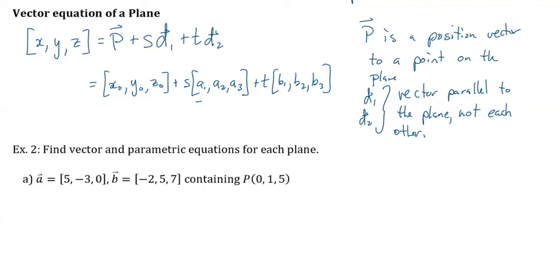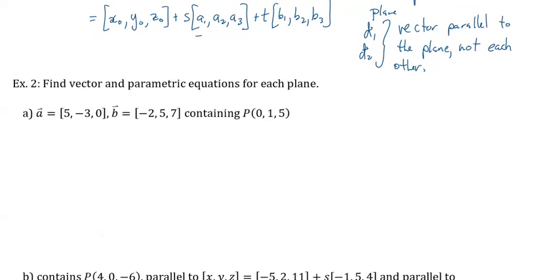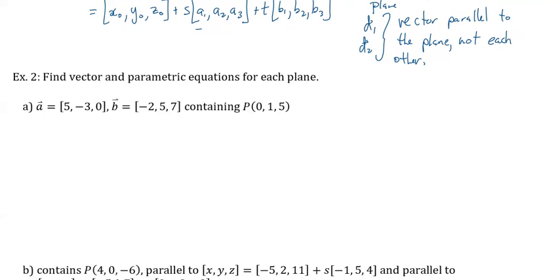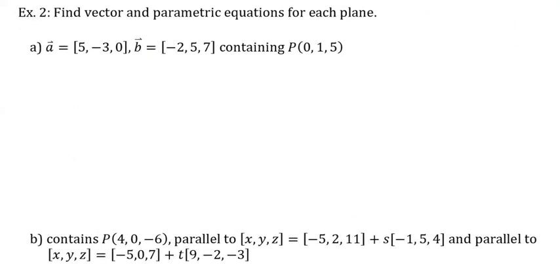Okay, let's do some different things with planes. Find the vector and parametric equations for each plane. This one's straightforward. It just gives us two vectors. I mean, you can assume that A and B are vectors that are parallel to the plane. And it gives us a point. So we just go ahead and write it. Position vector will come from the point. Position vector to a point in the plane. So that's 0, 1, 5.